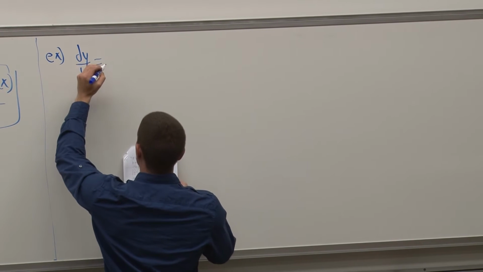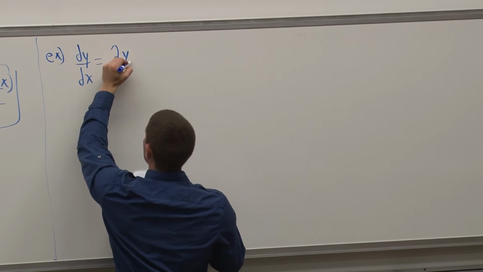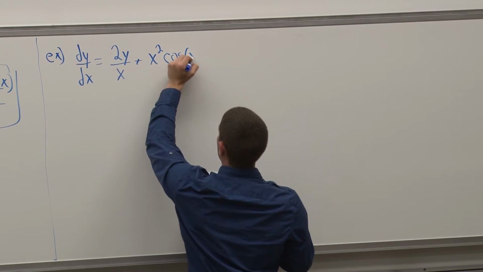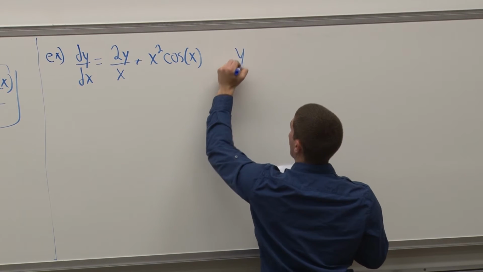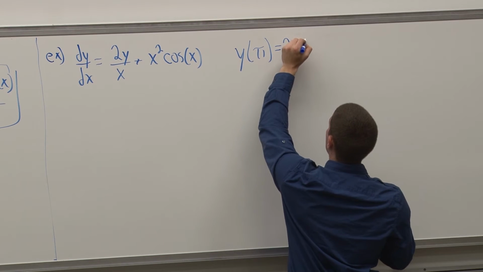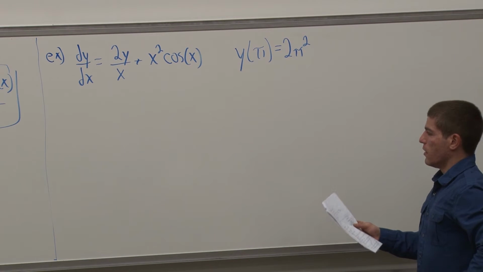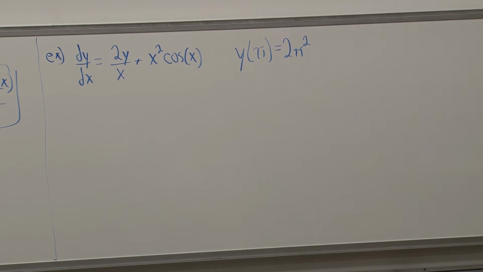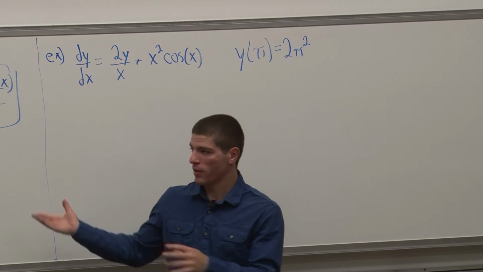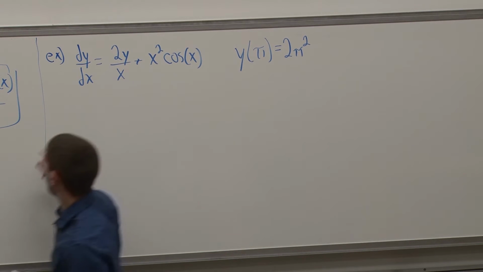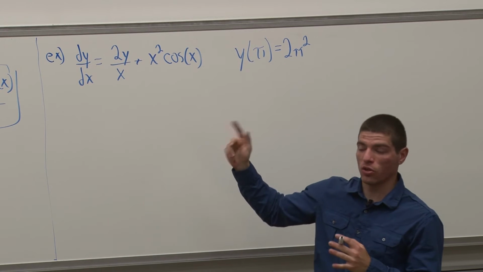All right, so example: dy/dx equals 2y over x plus x squared cosine of x. We have an initial condition, that is y of pi equals 2 pi squared. OK, so the first question that we need to ask is, is this linear differential equation in the form of the normal linear equation? Answer is no, off the bat. But we need to rearrange this for it to look like that.